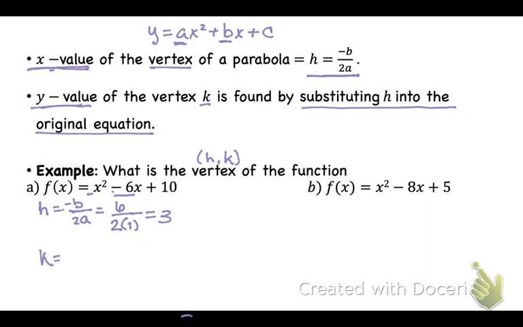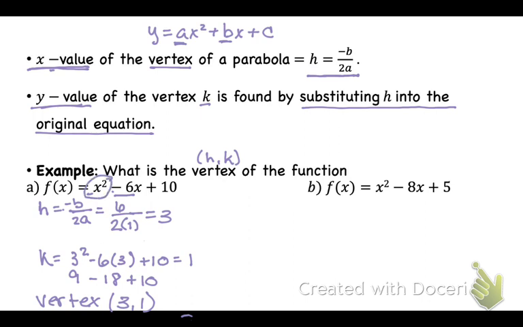Plug h in, yes? So I have 3 squared minus 6 times 3 plus 10. So 9 minus 18 plus 10. So 19 minus 18 is 1. So the vertex is 3, 1. And does this equation open up or down? Up. It opens up.